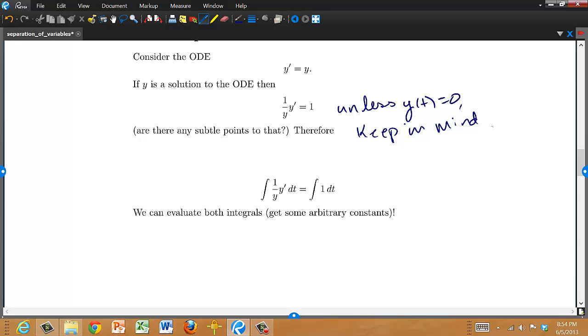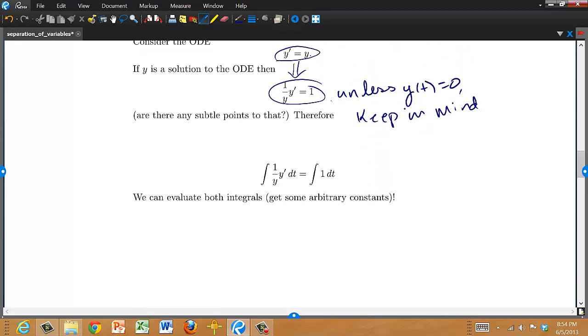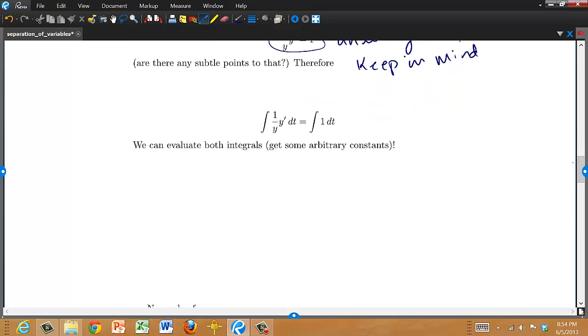Okay, so let's just assume that y is never 0. There's no point t such that y of t equals 0. And then we could say that if y is a solution to the original ODE, then y has to satisfy this new ODE. All right, and well, let's take a look. I could integrate both sides of that differential equation. I'd end up with the integral of 1 over y, y prime, and on the right-hand side I'd have the integral of 1, and those are both with respect to t.